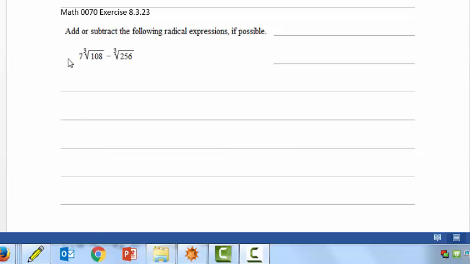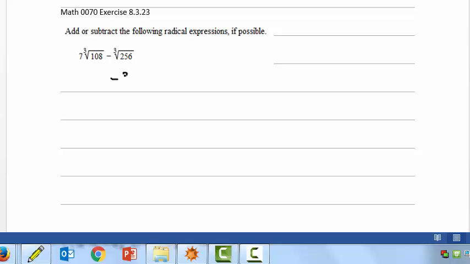Let's take a look at exercise 23 from section 8.3. Here we have 7 times the cube root of 108 minus the cube root of 256. And what I want to do is I want to simplify these radicals as far as possible and then determine, can I add and subtract?